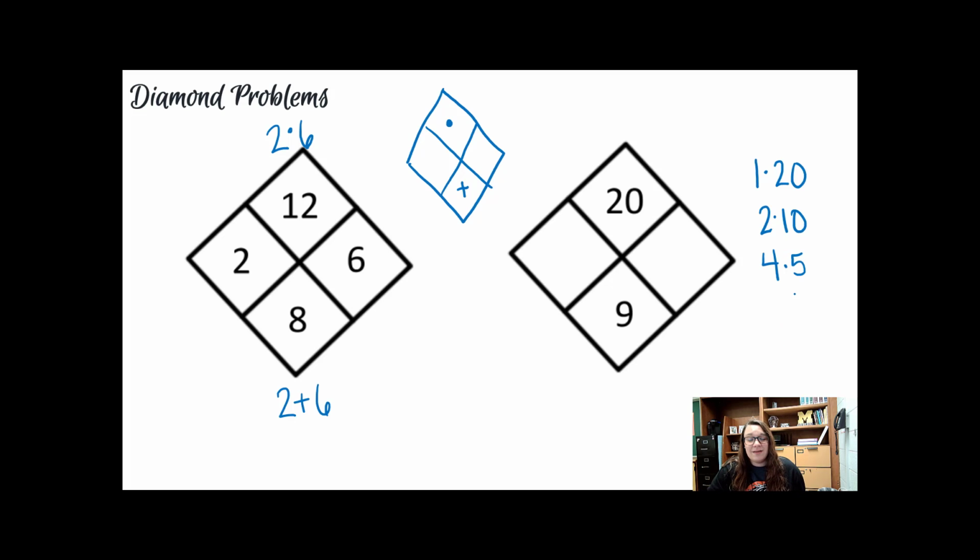Let's compare each of these to see if they also add to 9. 1 plus 20, not 9, that's 21. 2 plus 10, not 9, that's 12. 4 plus 5 though, that works. So if I put a 4 and a 5 in these spots, and it doesn't matter which one goes in what spot, you'll notice 4 times 5 is 20 on the top, and 4 plus 5 is 9 on the bottom. So this one works.